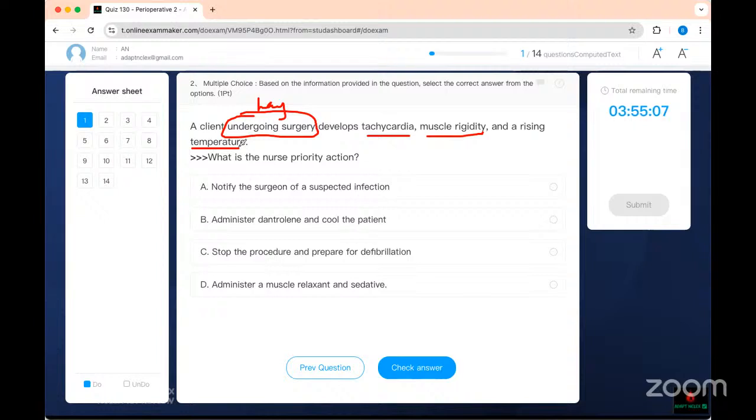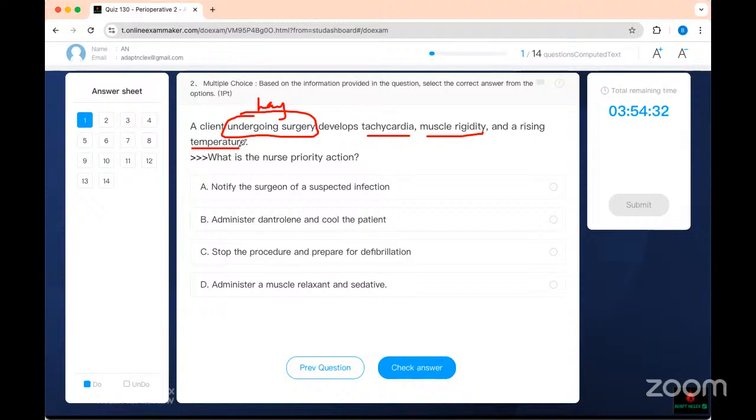And that one thing, bring your content. And when you know about it, look at the answer choice and say, hey, what would I do? Do I notify the surgeon of suspected infection? Do you think this is an infection? Administer dantrolene and cool the patient. Stop the procedure and prepare for defibrillation. Administer muscle relaxant and sedation. Think about it. I told you risk management. The complication has occurred. What can you do to prevent risks?